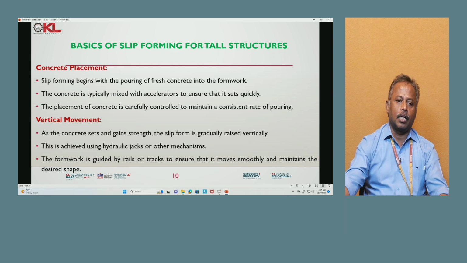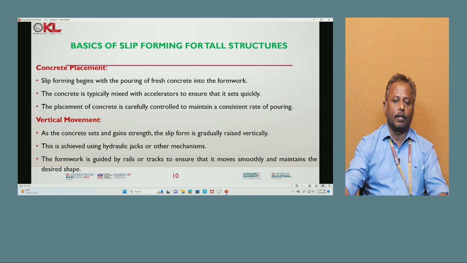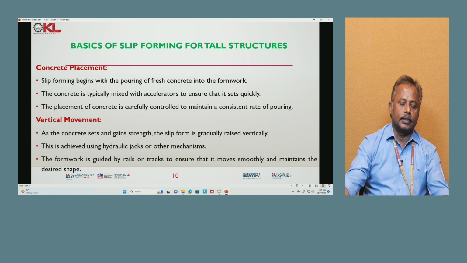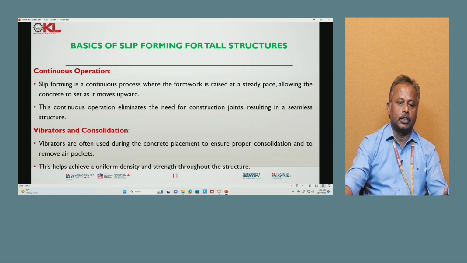The placement of concrete is carefully controlled to maintain a consistent rate of pouring. Next, vertical movement. As the concrete sets and gains strength, the slip form is gradually raised vertically. This is achieved using hydraulic jacks or other mechanisms. The formwork is guided by rails or tracks to ensure it moves smoothly and maintains the desired shape.